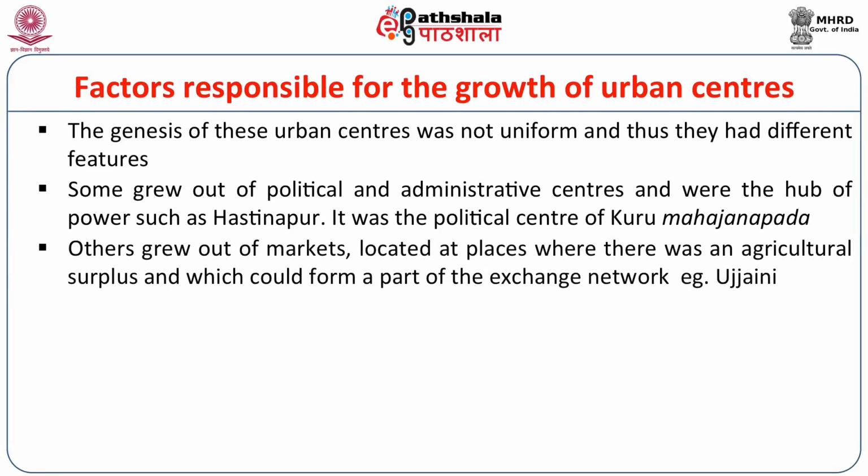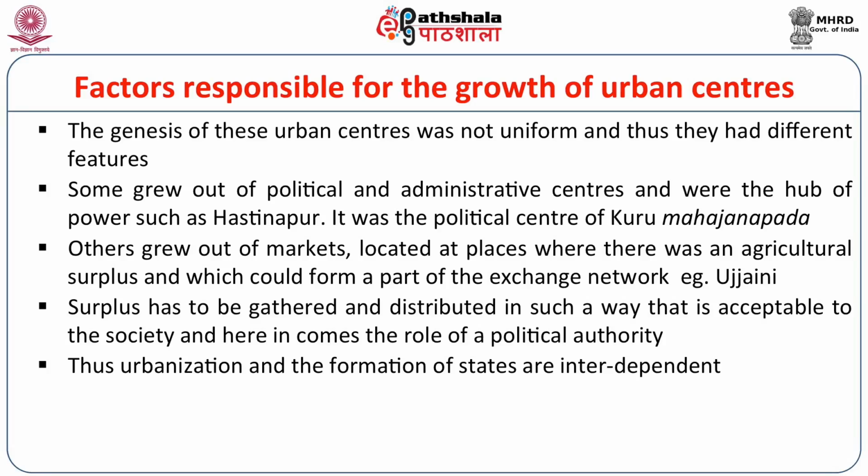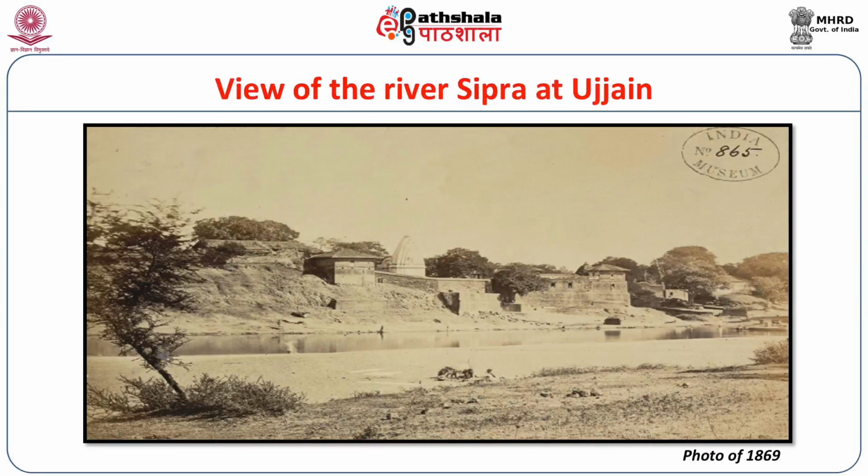Again, others grew out of markets located at places where there was an agricultural surplus which could be connected to the exchange network. For example, Ujjaini. Ujjaini was a very important urban center because it was the hinterland of different ports and other places. Now, when you have a lot of surplus, this surplus has to be gathered and distributed in such a way that it is acceptable to the society, and herein comes the role of the political authority. Thus, urbanization and formation of states are interdependent. From photographs, we know of the beautiful view of the river Shipra, on whose bank Ujjain is located.